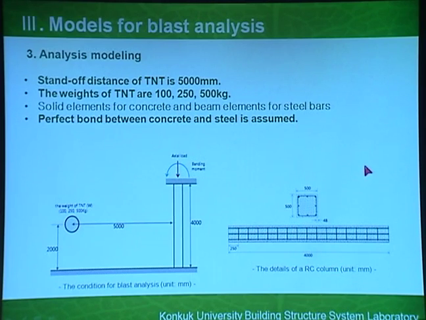The parameter of our study is the weight of TNT. We changed the weight of TNT as 100, 250 and 500 kilogram. For analysis, we use the solid element for concrete and beam element for steel bar. Also, we assumed the bond between concrete and steel is perfect by sharing the node.